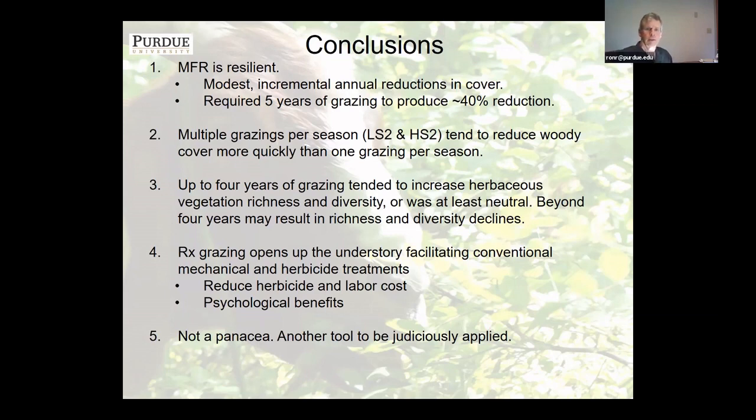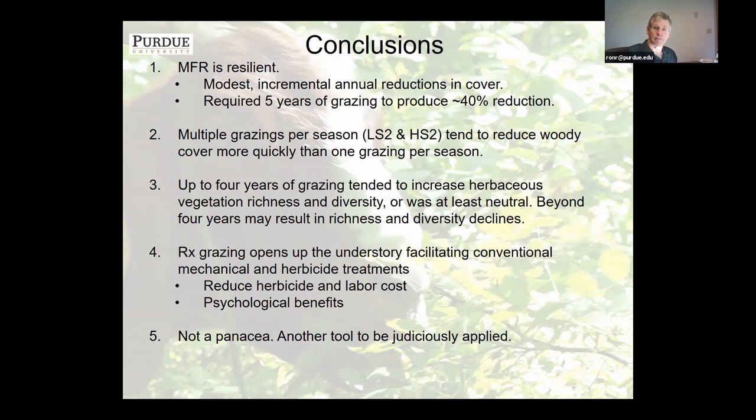And up to 4 years of grazing tended to increase herbaceous vegetation richness and diversity, or it was at least neutral. Beyond 4 years, we may start to see a reduction in richness and diversity. And so we have to keep that in mind, that there may be a point beyond which the grazing may be counterproductive in that regard.